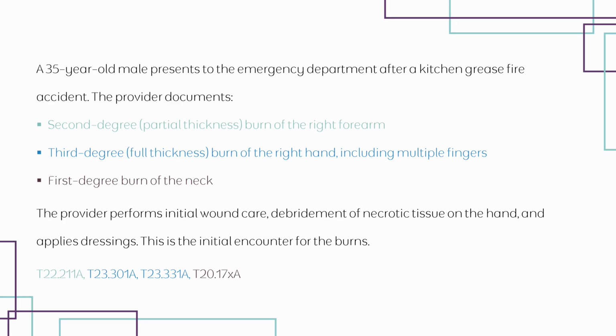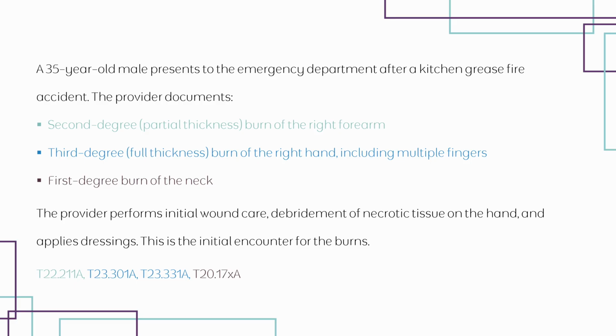So let's review the codes that we have. T22.211A for the 2nd degree burn on the right forearm, T23.301A for the 3rd degree burns of the right hand, T23.331A for the 3rd degree burns of the right fingers, and then lastly T20.17XA for the 1st degree burn of the neck.